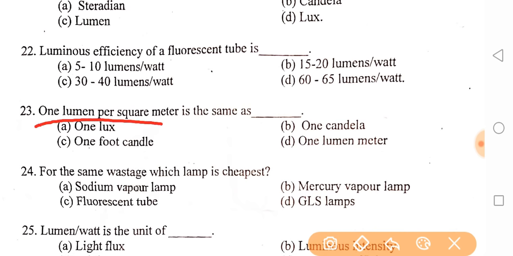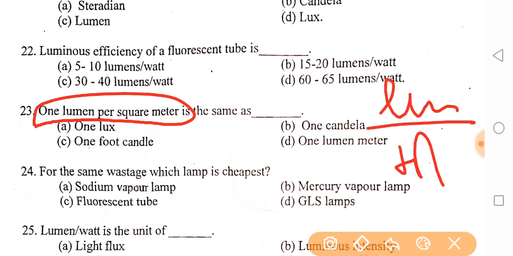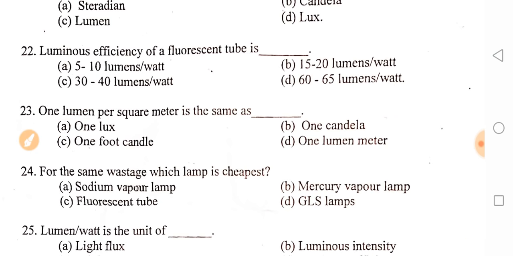1 lumen per square meter, or as we say lumen per meter square, or lumen per unit area, is the same as what? So the 23rd right answer is 1 lux, and lux is the unit of illumination. So illumination is lumens per unit area or per square meter.